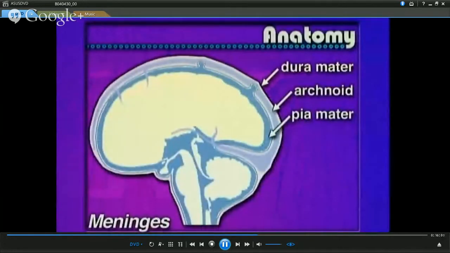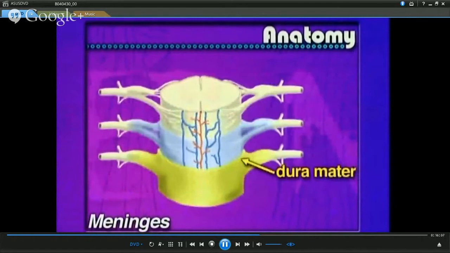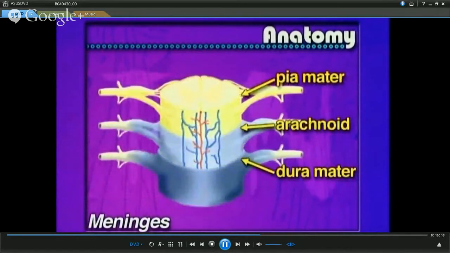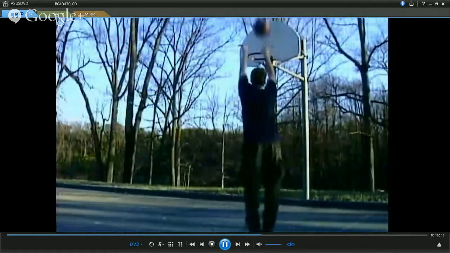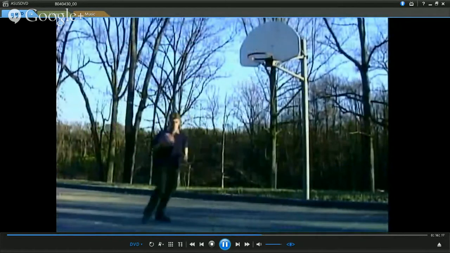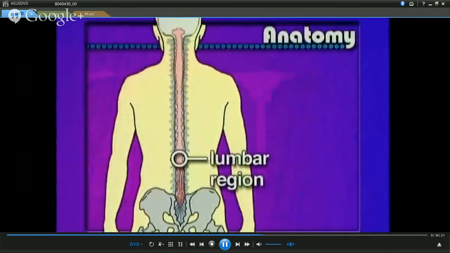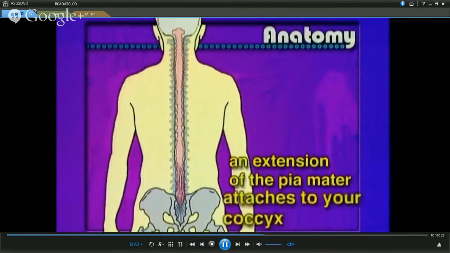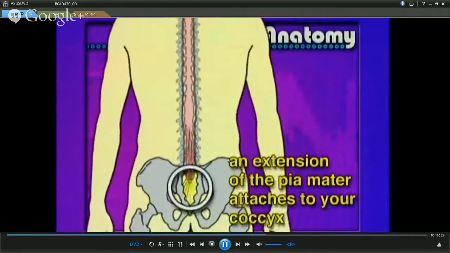Meninges are connective tissue membranes. The spinal cord is protected by the same three meningeal layers of the brain, the dura mater, the arachnoid, and the pia mater. Those aren't the only things that keep your spinal cord from flopping around. No, sir. Check this out. Your spinal cord basically ends here in the lumbar region, but an extension of the pia mater runs all the way down here and attaches to your coccyx. This helps anchor the spinal cord to your skeleton.